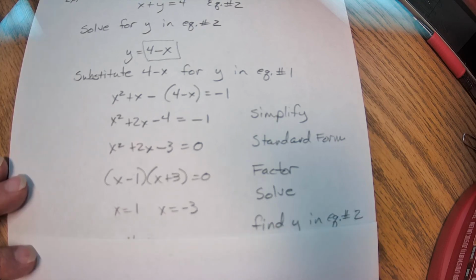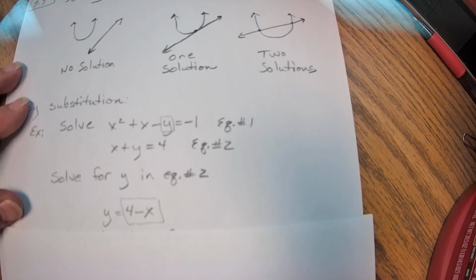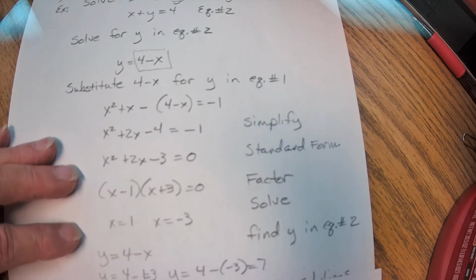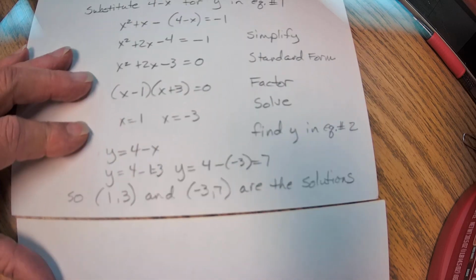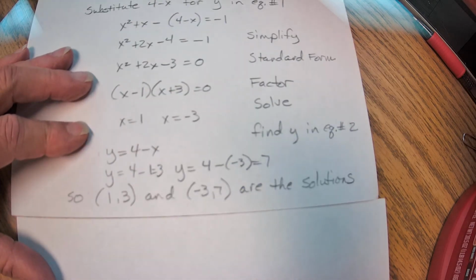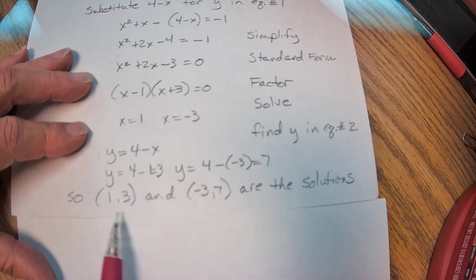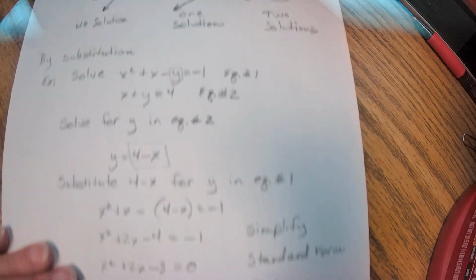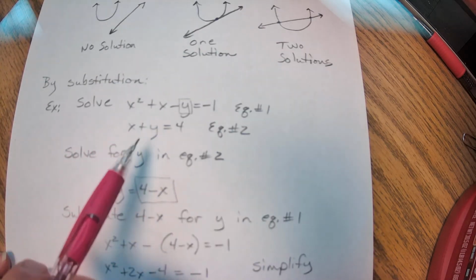So now we know what x is, or x's. We need to find the y values. So I'm just going to go back to this equation to find my y's, and I'm just going to plug in my x's there. And when I do that, you'll find that y is either 3 or y is 7. So in this one, when x is 1, y is 3. When x is -3, y is 7. These are the 2 points that these two functions will intersect.